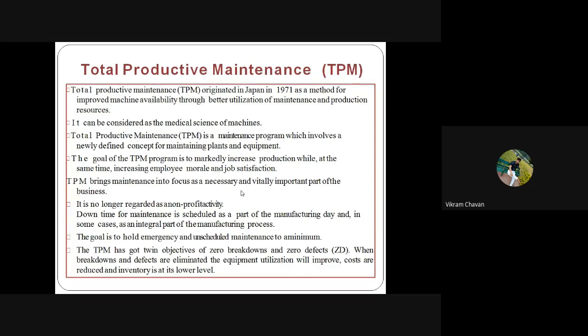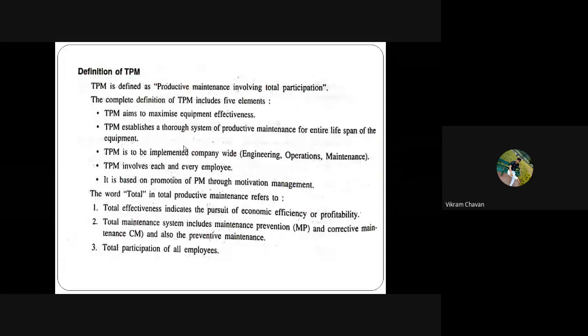Okay, so let us see the definition of TPM. TPM is defined as a productive maintenance involving total participation. From all the levels, all the hierarchy levels, the employees are involved in this particular activity. So TPM is defined as a productive maintenance involving total participation. The complete definition of TPM includes 5 elements. Okay, which are those 5 elements?